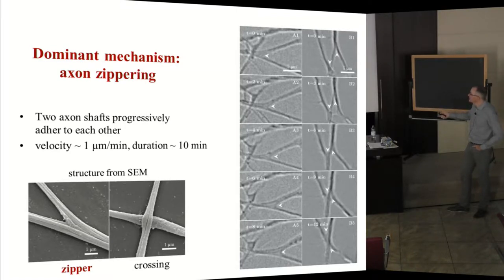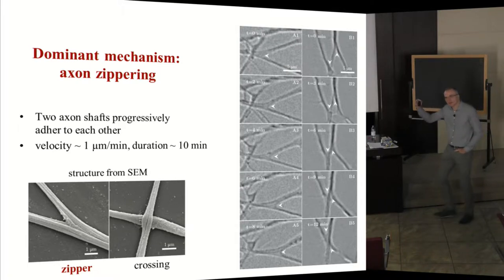This I will call the zipper vertex. The zipper vertex can either advance, meaning that it is zippering, or recede, and the axons will then unzipper and separate. Here is another example where we have two zippers running in opposite directions, and they change this initial configuration to this configuration over about 12 minutes. So the typical time scale is a dozen minutes.